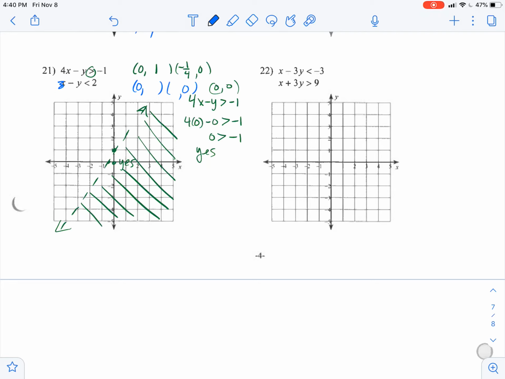Okay. My next one is if x is 0, then y would be a negative 2. And if y is 0, x is 2. So 0, negative 2, 2, 0. And if you look at that, you can see I actually have a slope of 1, so if I needed to, I could come on down and get some more points.